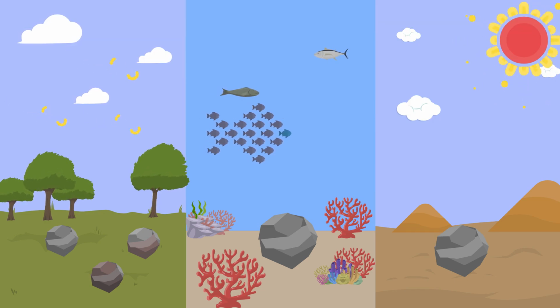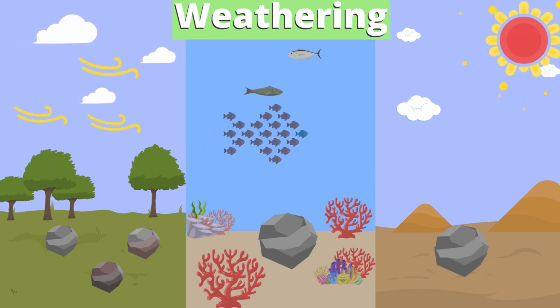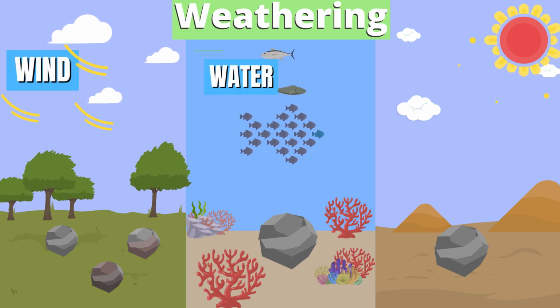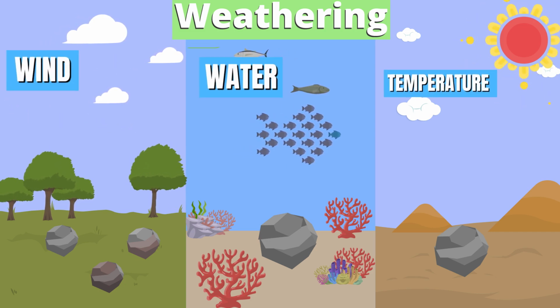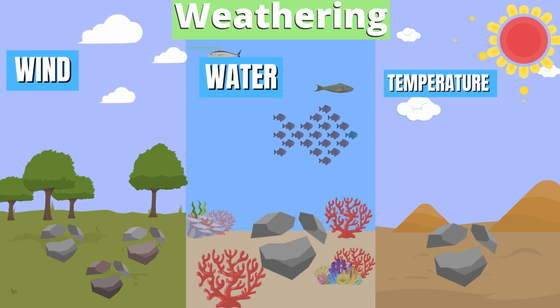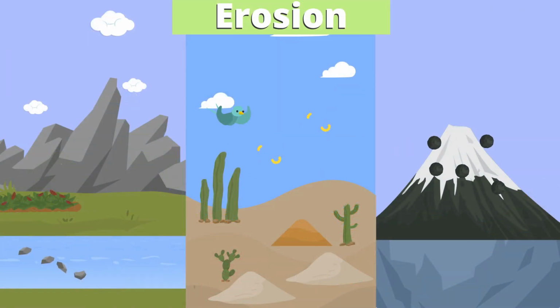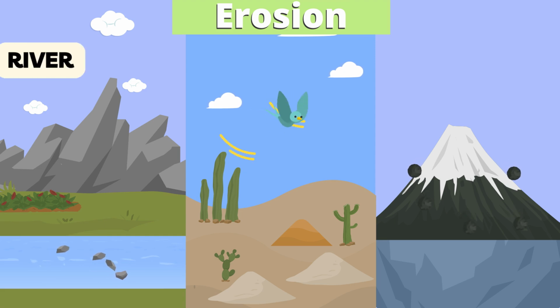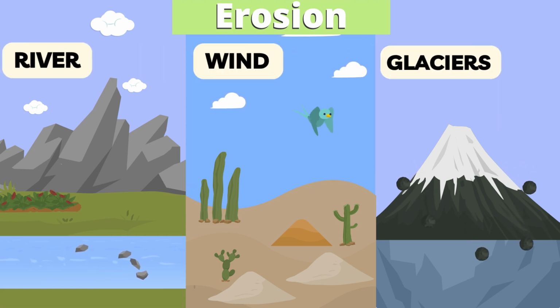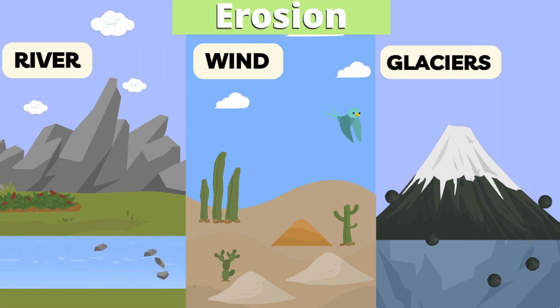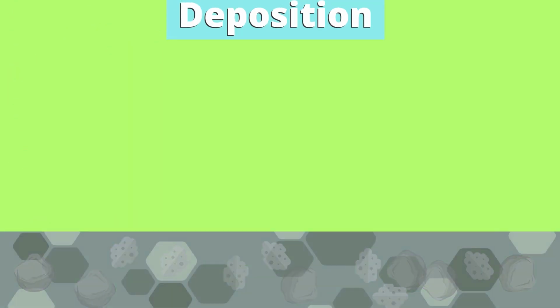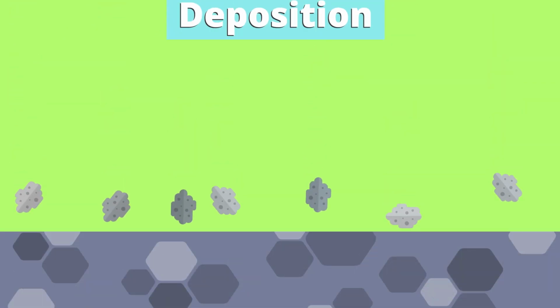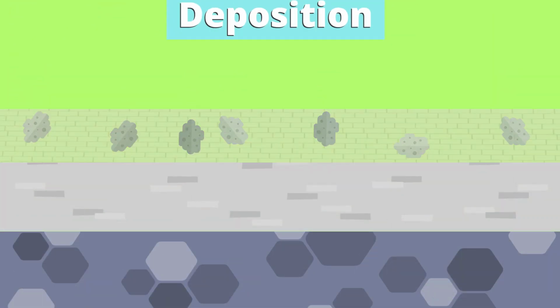Now let's get started. Sedimentary rock formation begins with weathering, where forces like wind, water, and temperature changes break down large rocks into smaller particles. These small fragments or sediments are then transported by natural forces, such as rivers, wind, or glaciers, in a process called erosion. As these moving sediments lose energy, they settle and accumulate in layers, which is known as deposition.